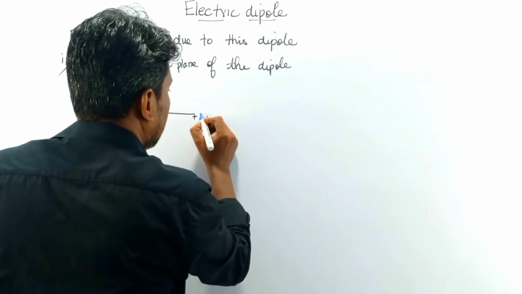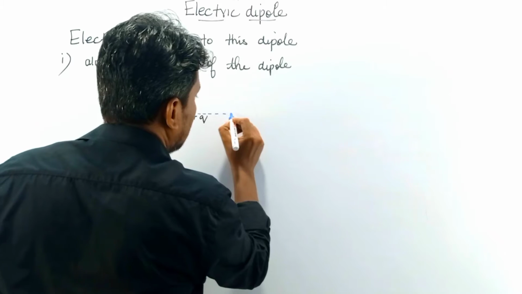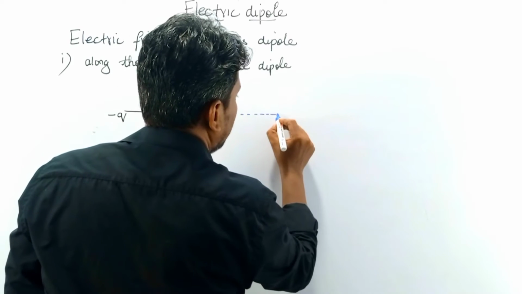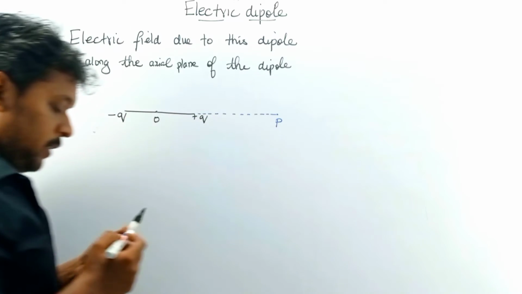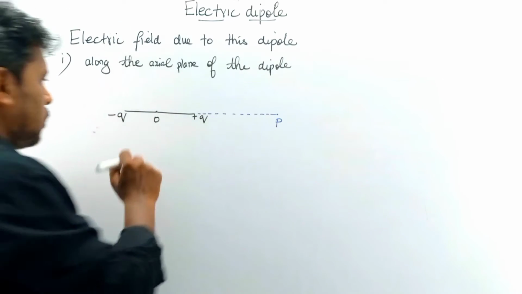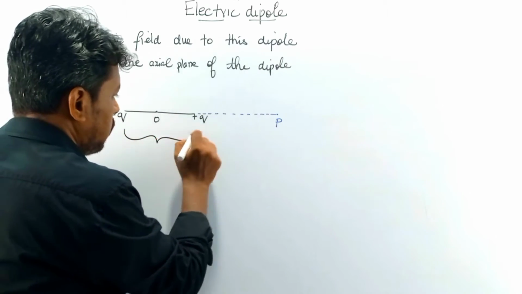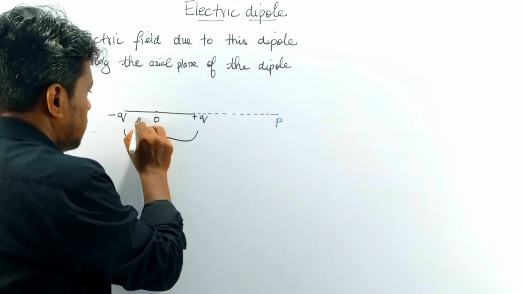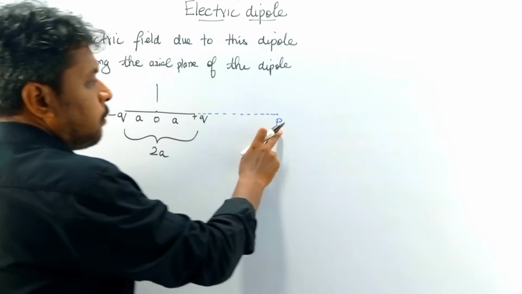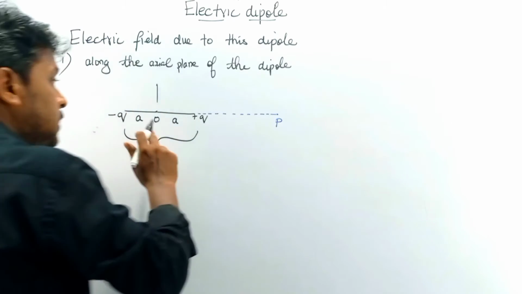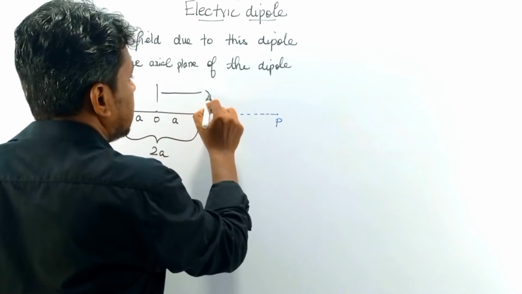So I am going to consider a point P along the axial line of the dipole. The overall length of this dipole is 2a, so this is a and this is a. The point P is at a distance of r from the center of the dipole.